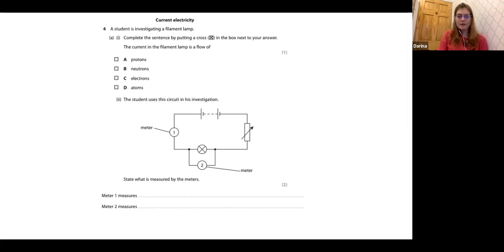Everyone have a go, even if you're not sure. Okay, well done. Yes, so meter 1 measures the current and meter 2 measures potential difference.